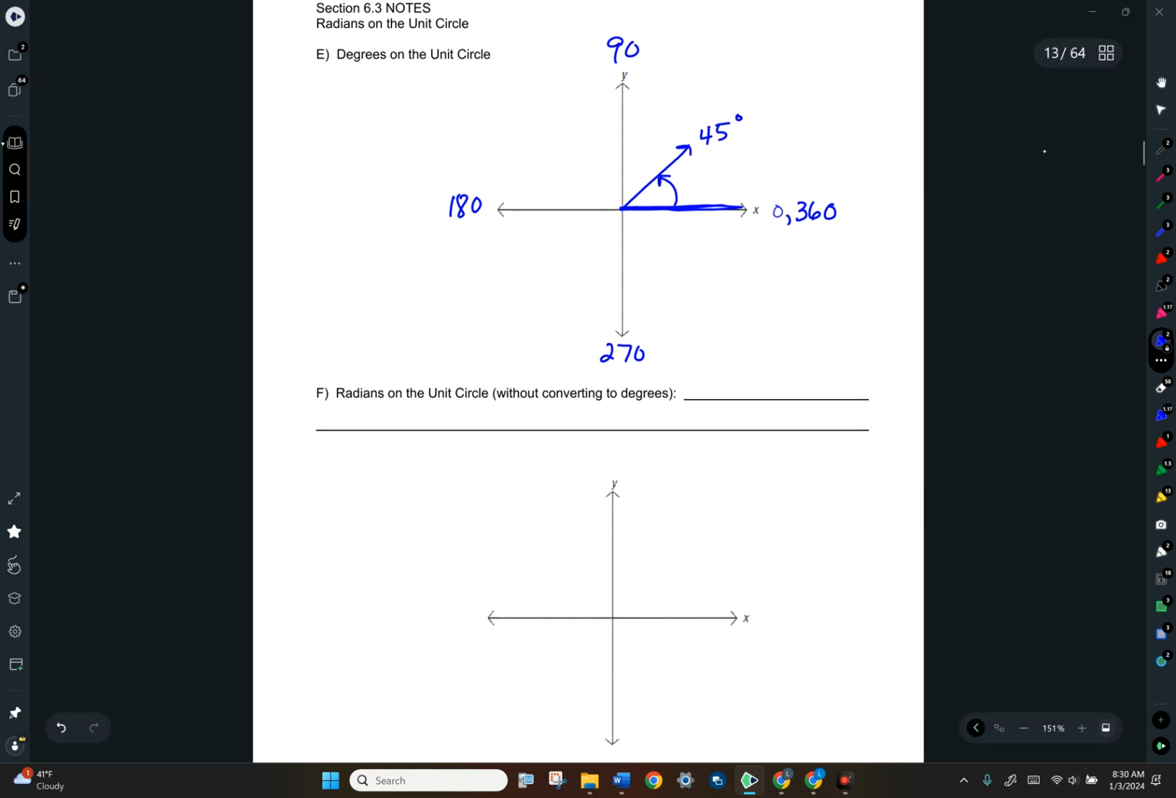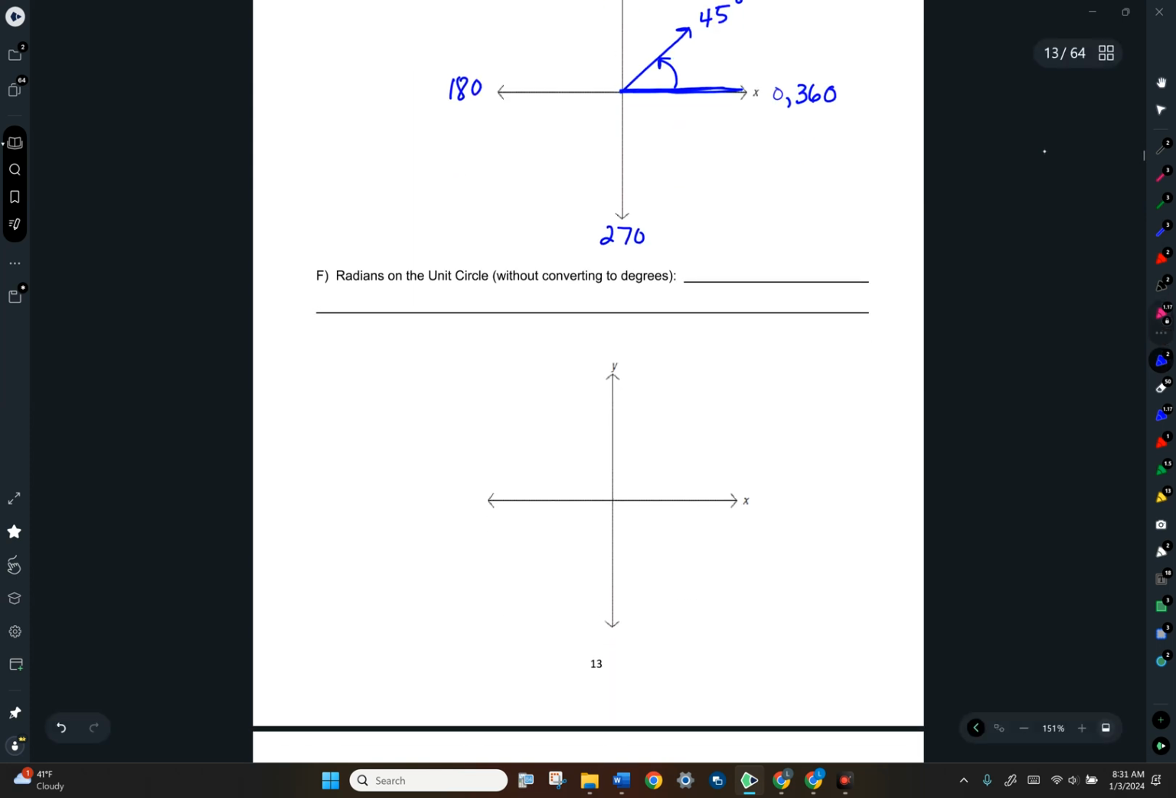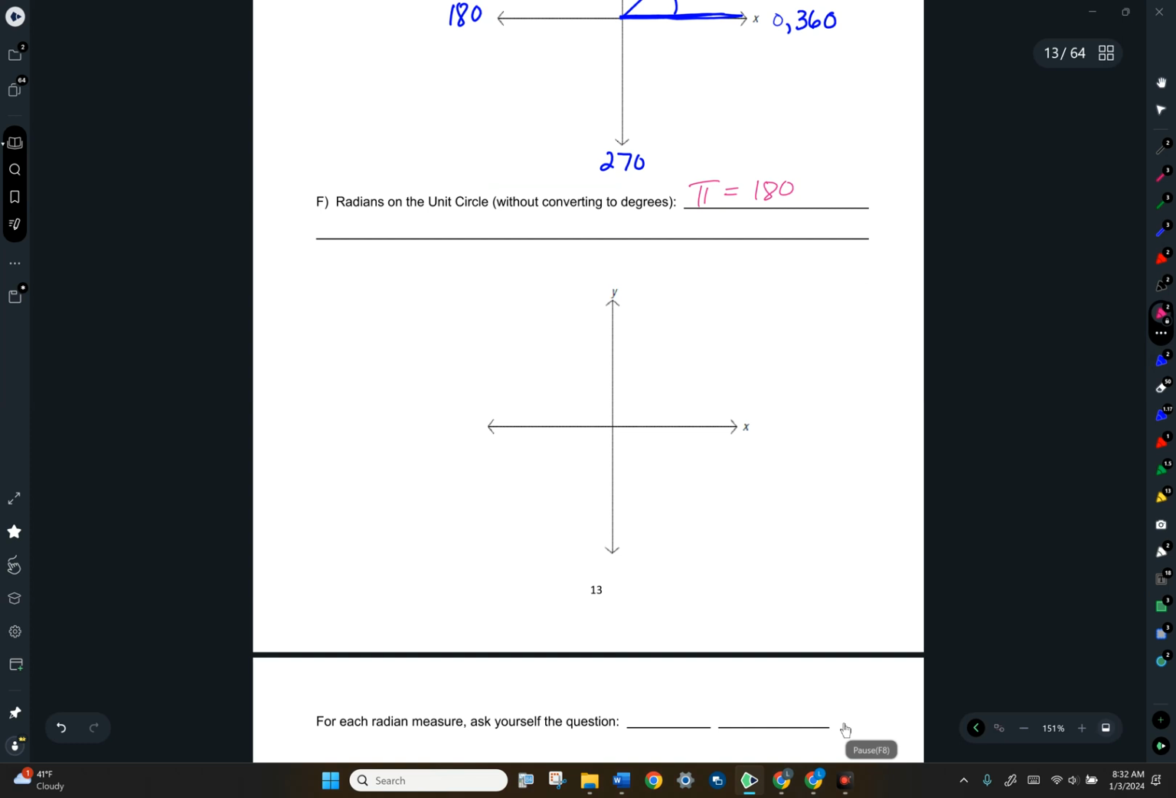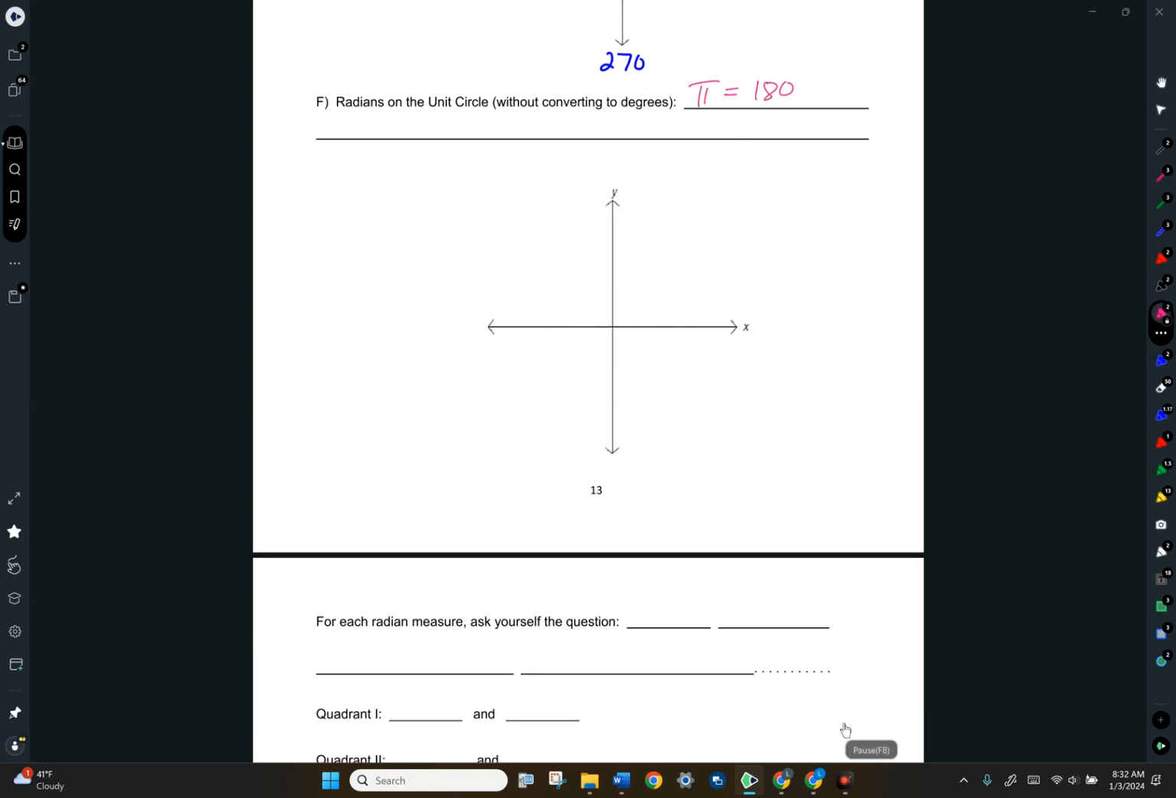Okay, so how does that compare when we talk about radians? Well, remember for radians, we know that pi equals 180, right? So over here at 0 degrees, that's the same as saying 0 radians. So 0 is kind of universal. But if pi is 180, then all the way on the other side where it would have been 180, that's going to be pi.